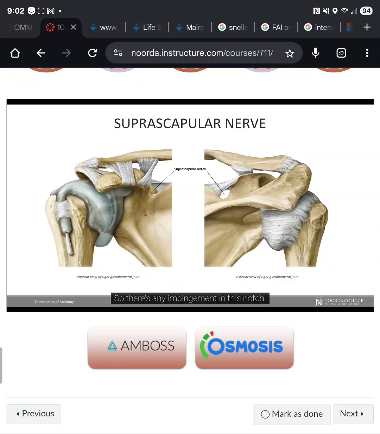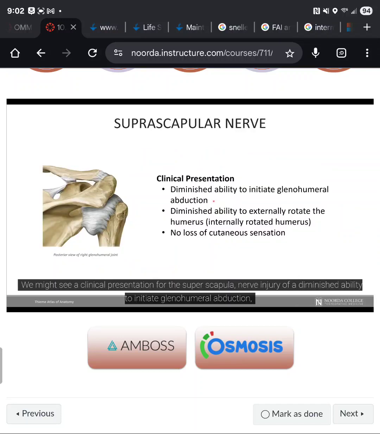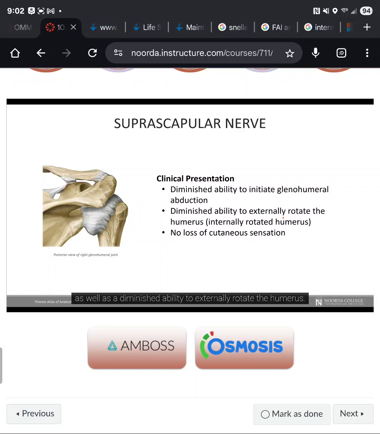So if there's any impingement in this notch, we might see a clinical presentation for the suprascapular nerve injury of a diminished ability to initiate glenohumeral abduction, as well as a diminished ability to externally rotate the humerus. And that actually might present as an internally rotated humerus since they can no longer externally rotate or they have a diminished ability to do that.